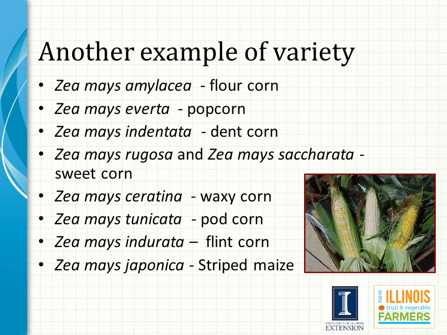Like Brassica oleracea, Zea mays is another plant species with a number of distinct varieties. Rather than amplification of certain plant structures, as seen in Brassica oleracea, the varieties of Zea mays differ mainly in the amount of starch each kernel contains.